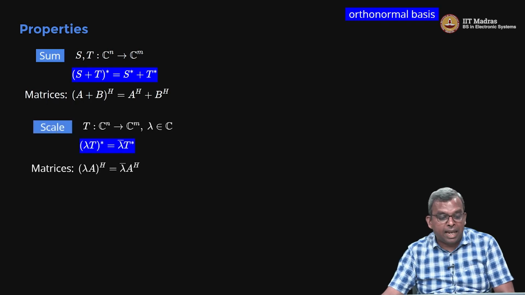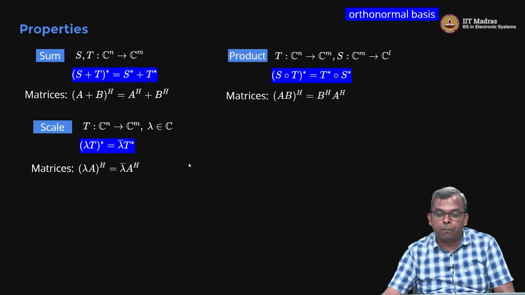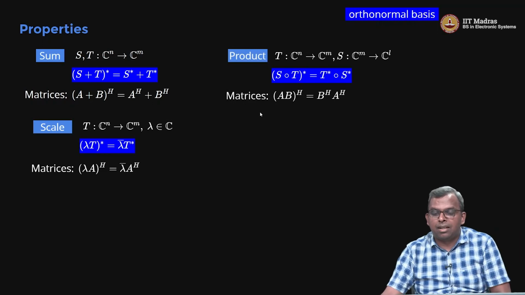And then scaling is a very interesting property. If you have a complex number lambda, you multiply an operator with lambda and then take the adjoint, it's the same as doing lambda bar times T star. Again, from the matrix point of view, it's quite easy to see. Lambda A Hermitian: you can take the lambda out and have a lambda bar there and multiply A Hermitian. It's quite easy to see. Product is a little bit tricky. I used the product property in the previous derivation.